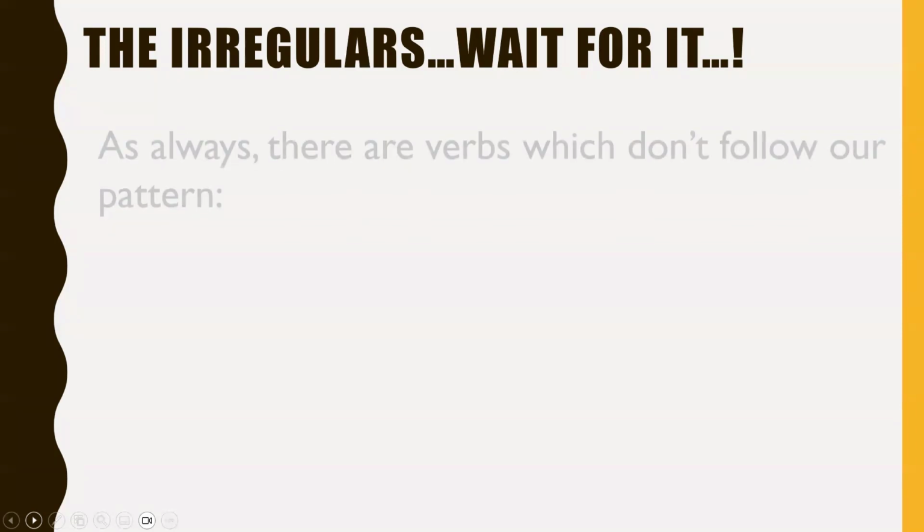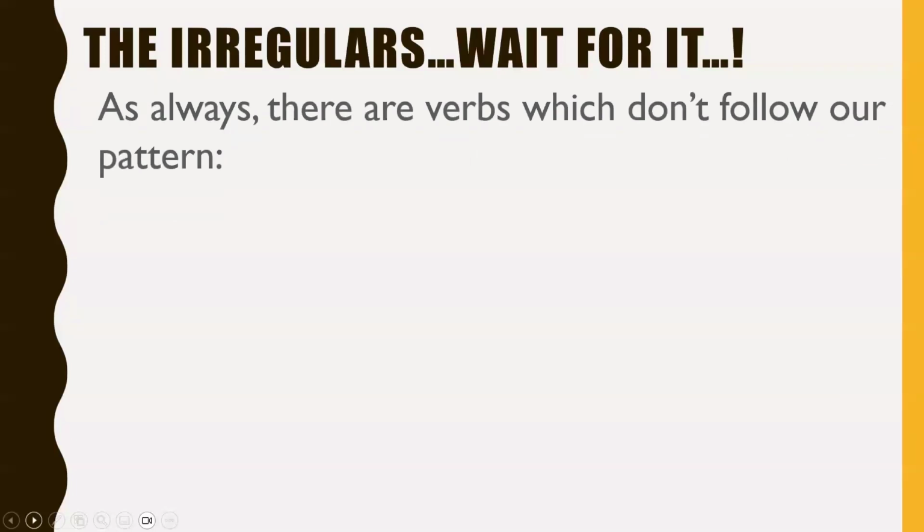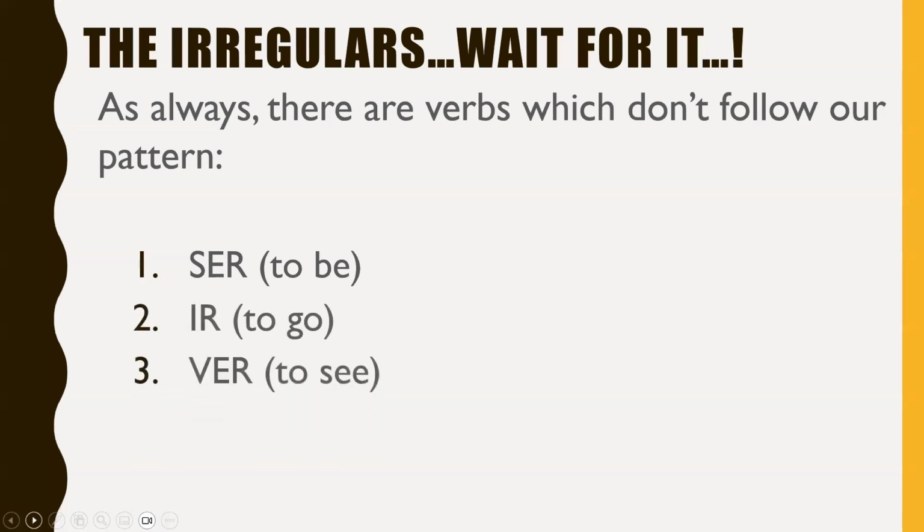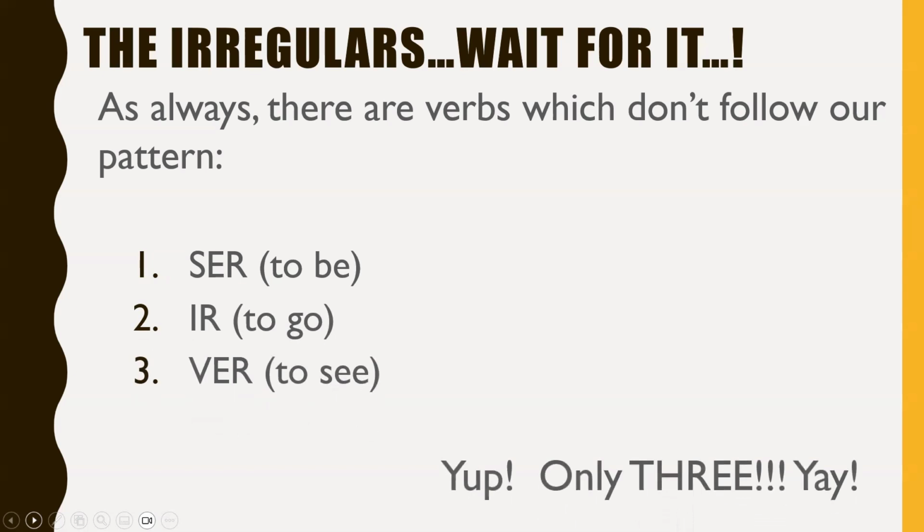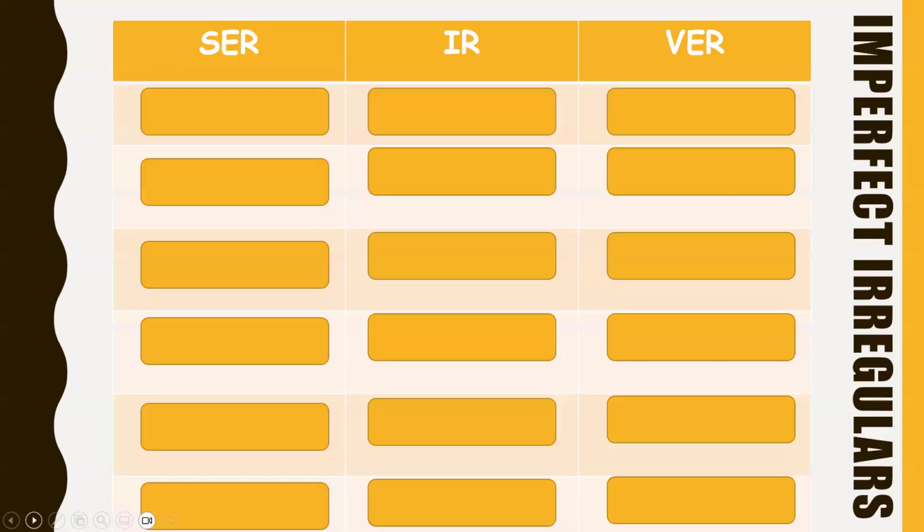But wait for this. There are always verbs which don't follow our pattern. However, in the imperfect tense, there are only 3 irregulars. 3 verbs. Out of every single verb that you can have in the Spanish language, there are only 3 verbs in this tense, the imperfect, that are irregular. Wow. If only all verb tenses could be like that in Spanish. Shall we take a look at them then? So ser, ir, and ver are our troublemakers in this tense.